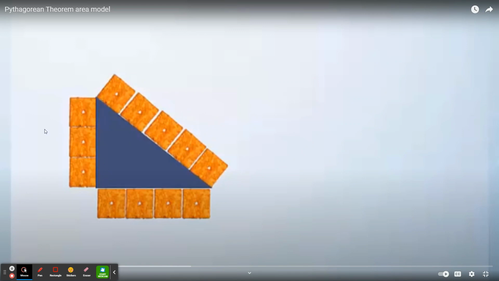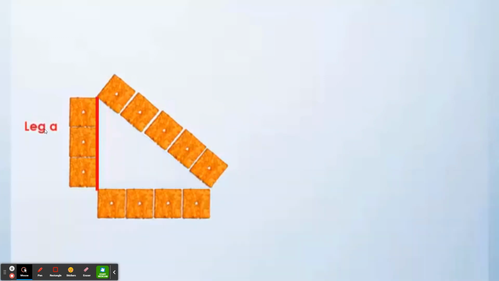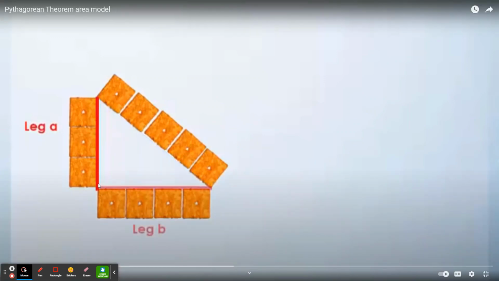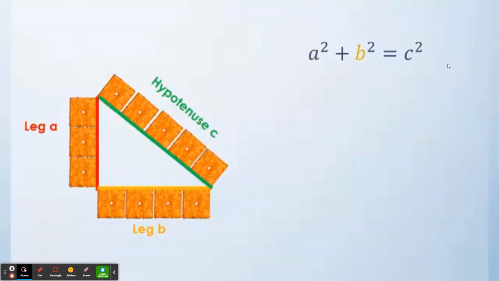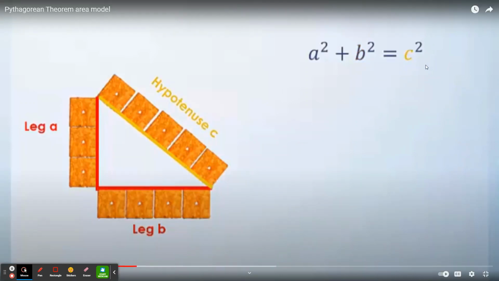Well, this is going to be the proof that the Pythagorean theorem does work. We're going to label this side leg A and this side leg B. And of course, that side directly across from the 90-degree angle is the hypotenuse, and we're going to call it hypotenuse C. Next, we'll write down the formula for the Pythagorean theorem: A squared plus B squared is equal to C squared. Those lengths correspond to this triangle right over here, and we're going to insert the numbers in just a few moments.